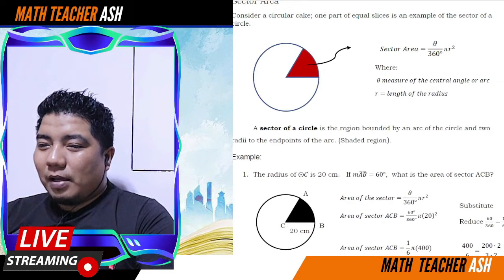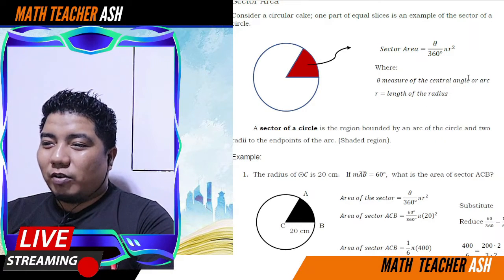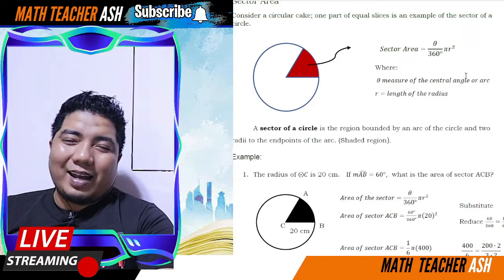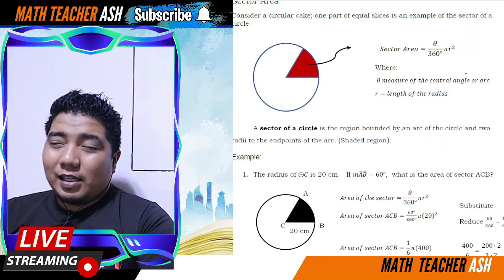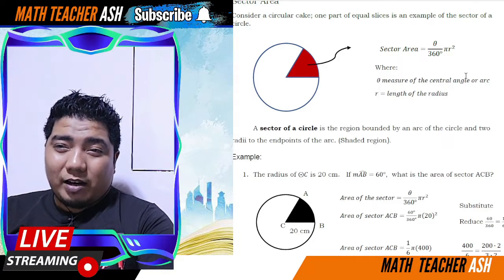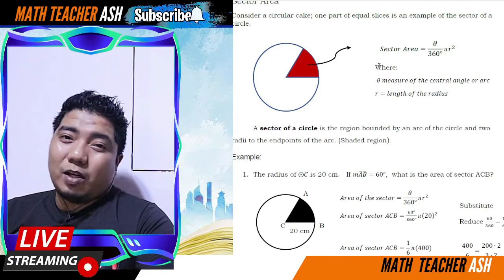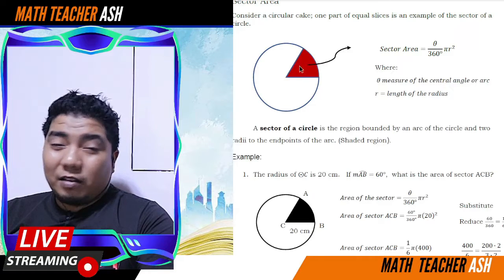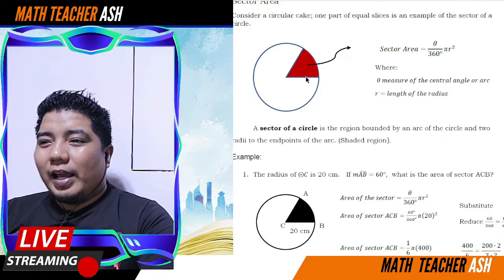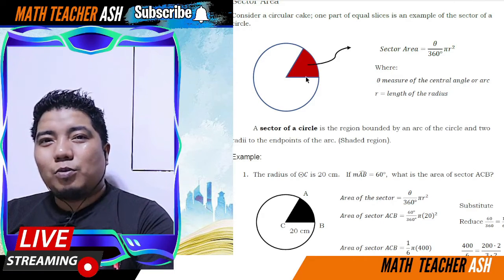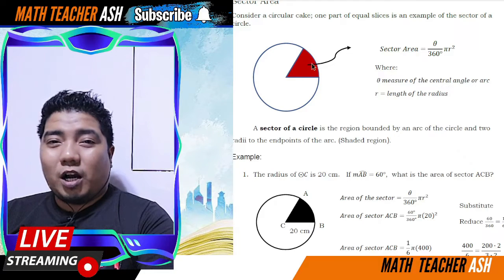So, ito ang, my dear math learners, formula ng sector area. Since we all know na ang area ng isang circle is pi r squared, tama? Area is equal to pi r squared. For the sector area, what you will do is you get the radian measure of that area, and then you multiply it to pi r squared, where r is the radius.